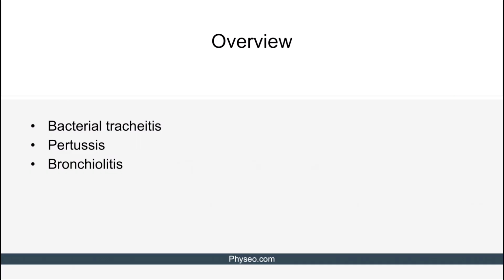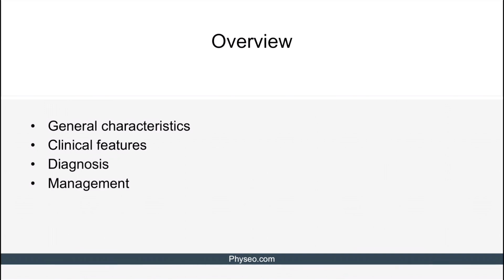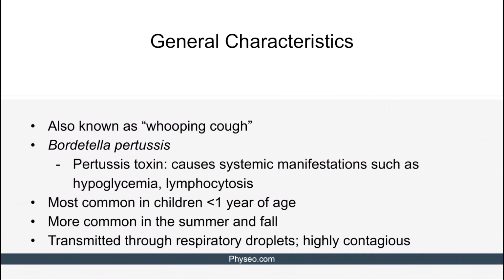Okay, let's move on to our next topic, pertussis. Again, here's the sequence of topics in which we'll be discussing pertussis, beginning with some general characteristics. Pertussis is a respiratory infection that's also known as whooping cough. It's caused by Bordetella pertussis, which is a gram-negative coccobacillus.